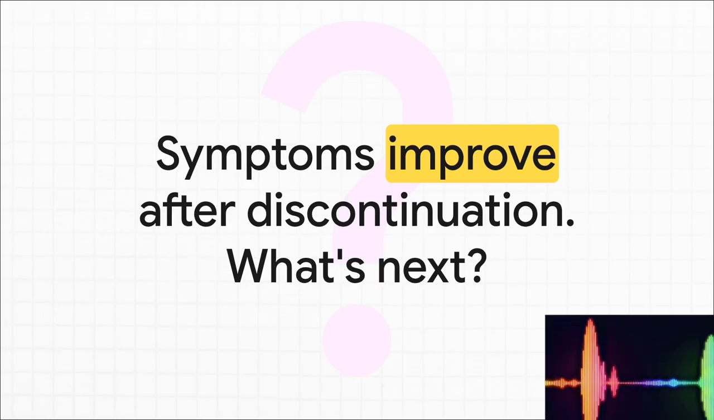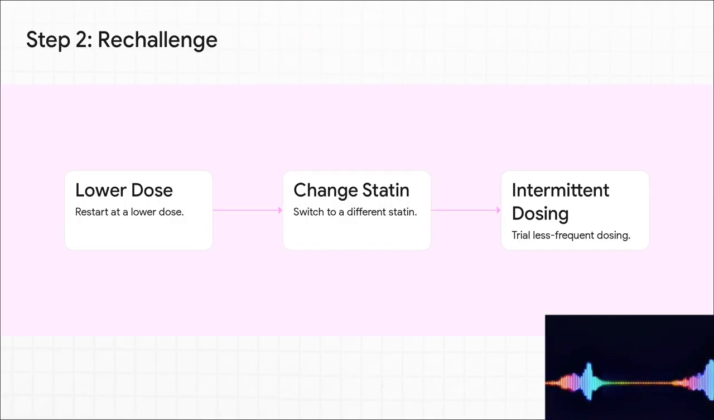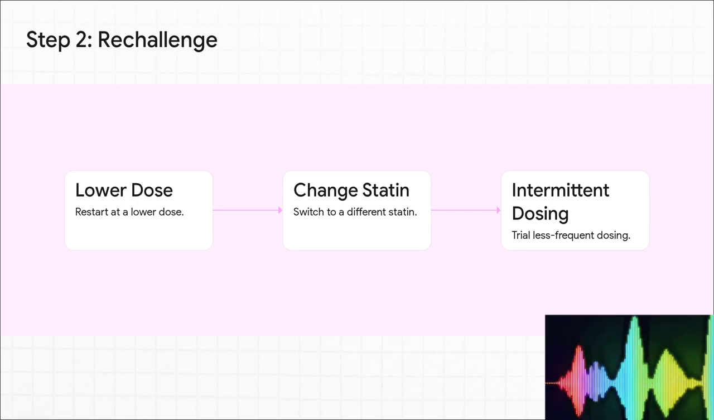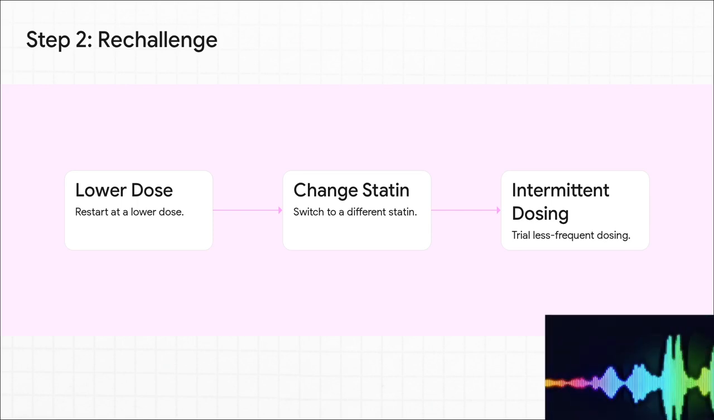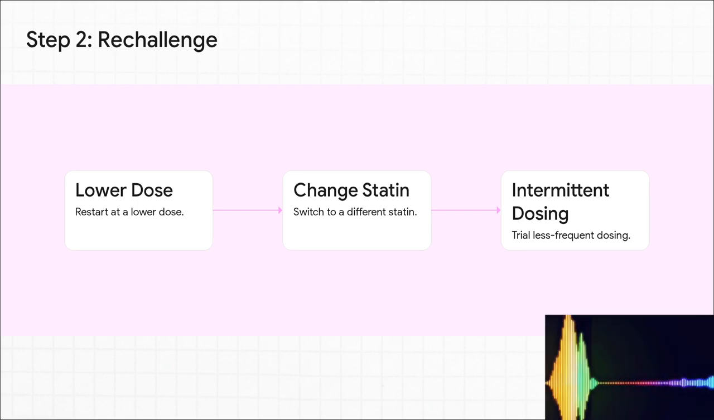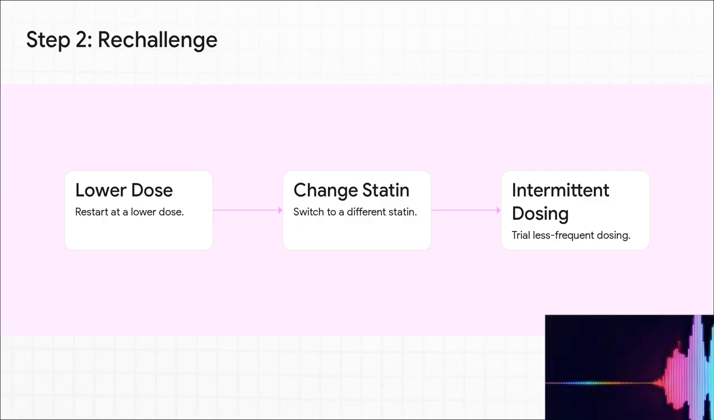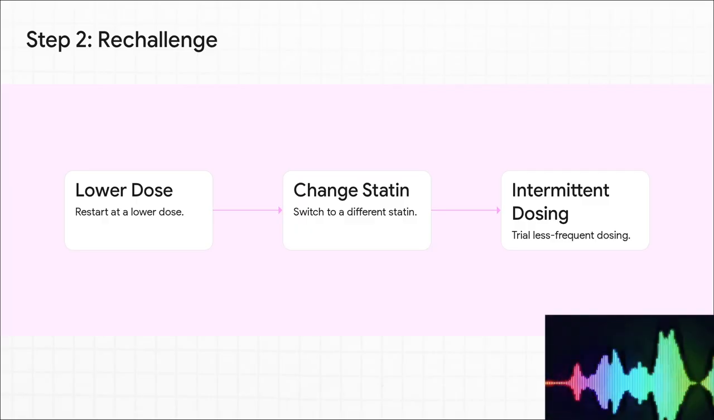So, what now? Where do you go from here? This is where we pull out that toolkit we just built. We don't just give up. We try again, but we do it smarter. We try a re-challenge. Maybe you restart the same drug at a really low dose, or you switch to a different statin class entirely, or you try that intermittent dosing strategy. And this, right here, is the perfect moment to start the conversation about the nocebo effect.